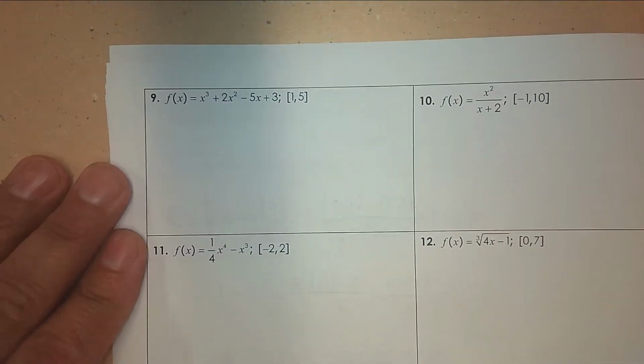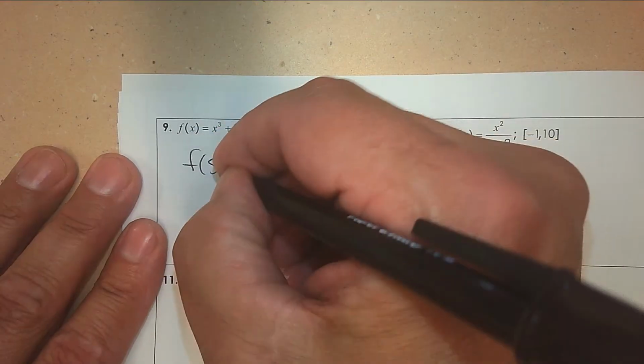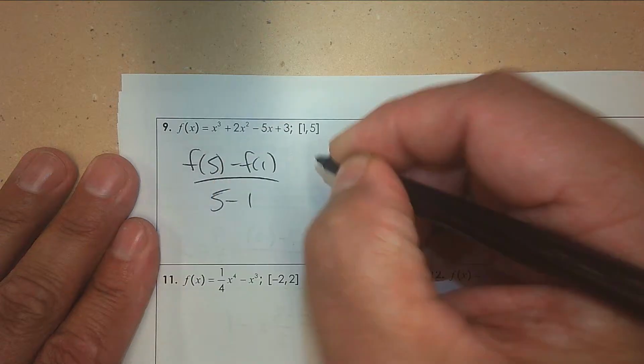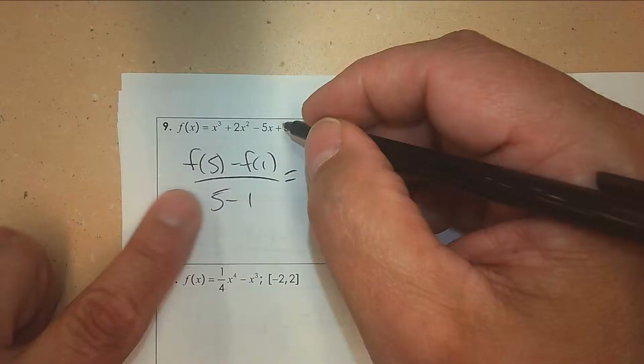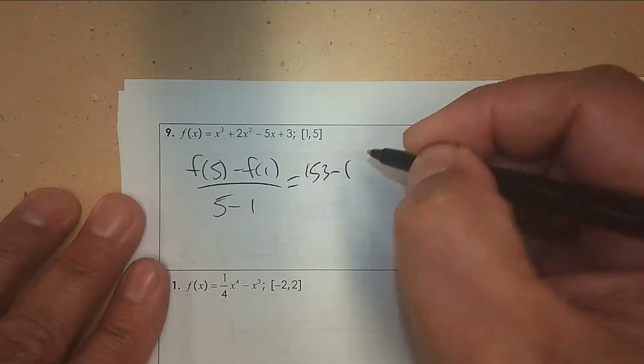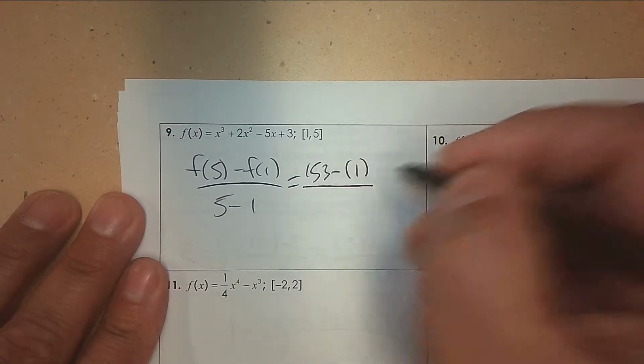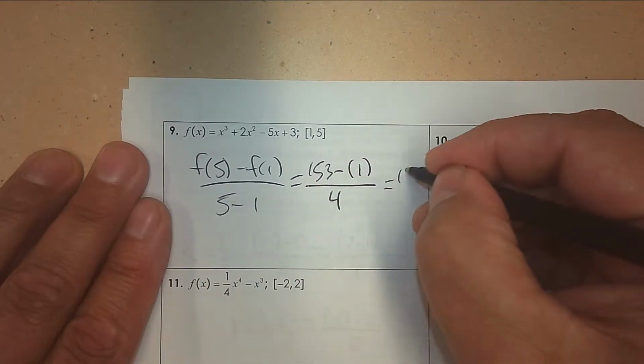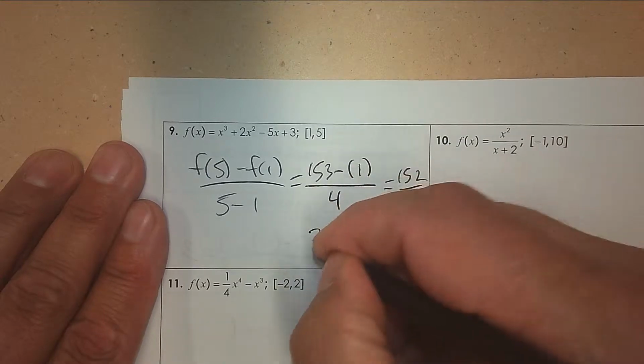Keep practicing on the back. f at 5 minus f at 1, over 5 take away 1. So when you plug in 5, what's the answer? You get 153. Plug in 1, you get the answer 1. And 4 in the bottom, so this is 152 divided by 4, so you get 38.